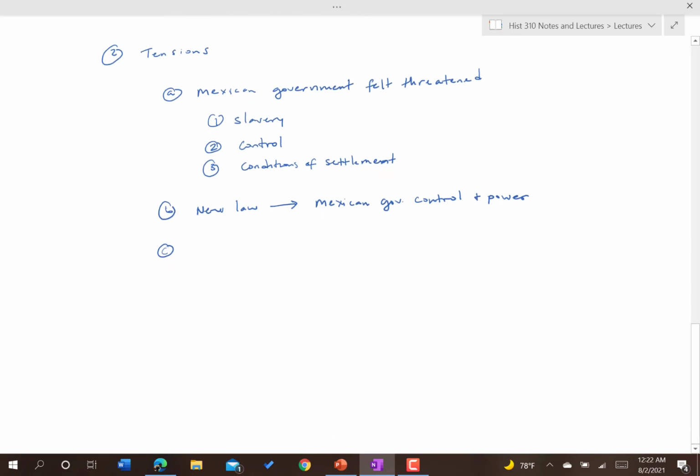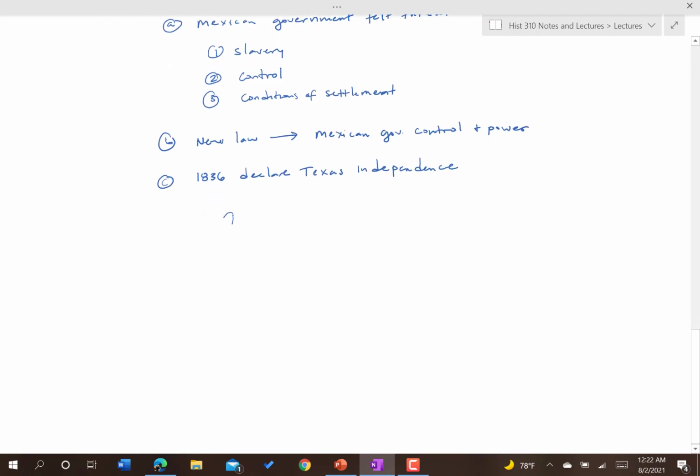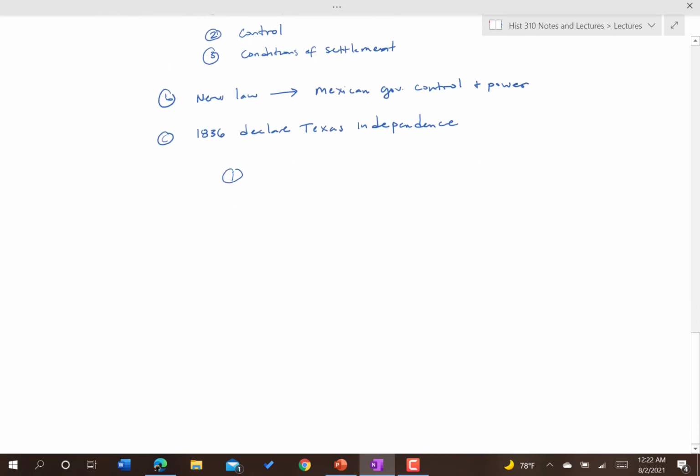And so what ends up happening is in 1836, they declare Texas independence. And not surprisingly, this is not taken well by the Mexicans, and they say, wait a minute, how did this happen in this situation where we were like, we gave you this land, but then you followed nothing, and now we are fighting you? And so ultimately, they ended up fighting Mexico.